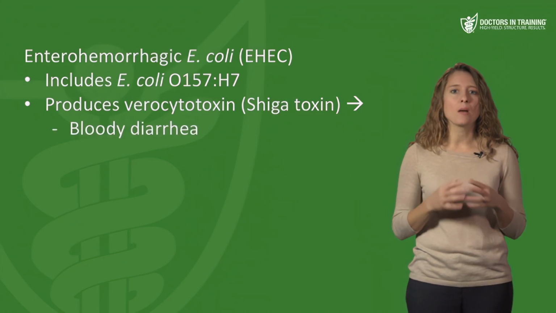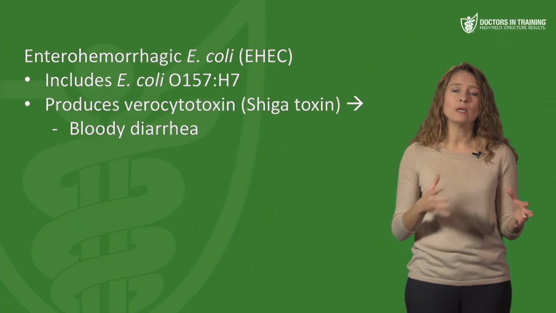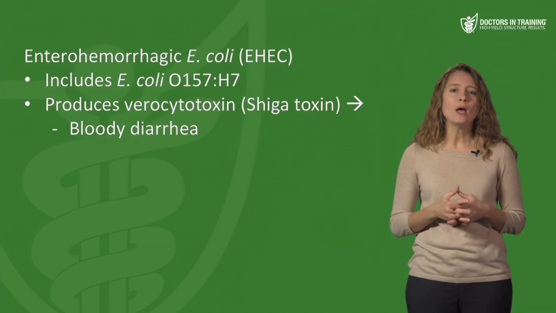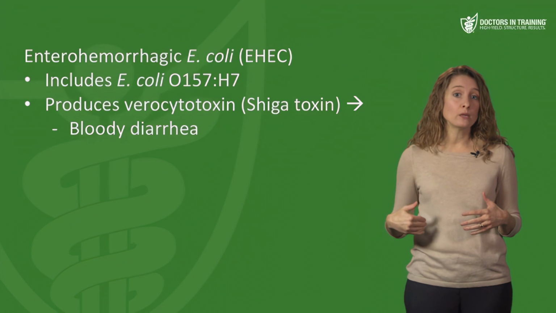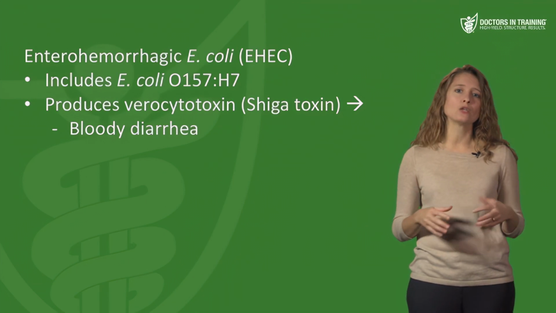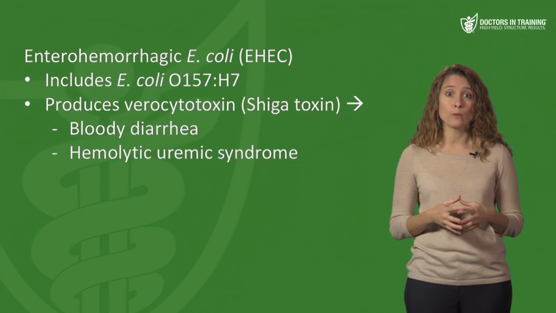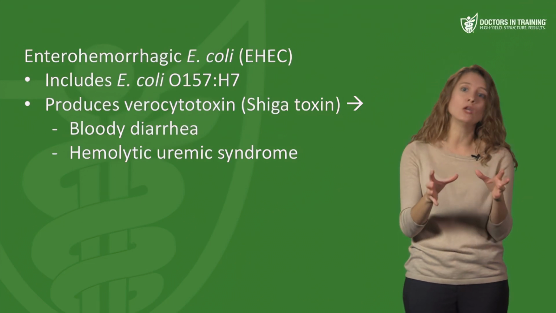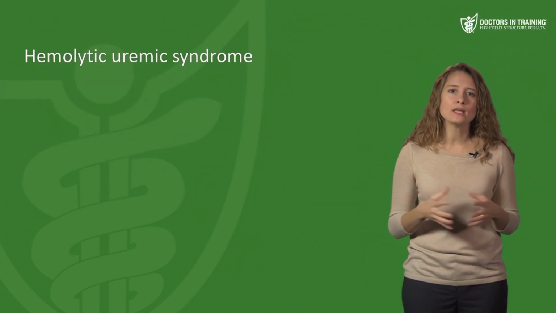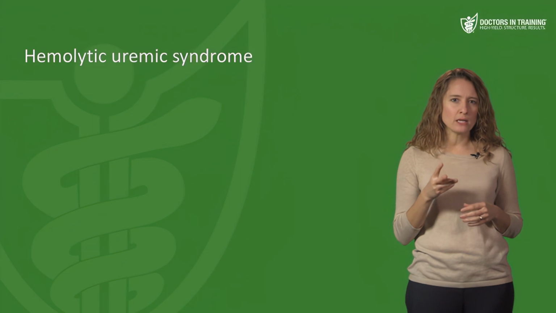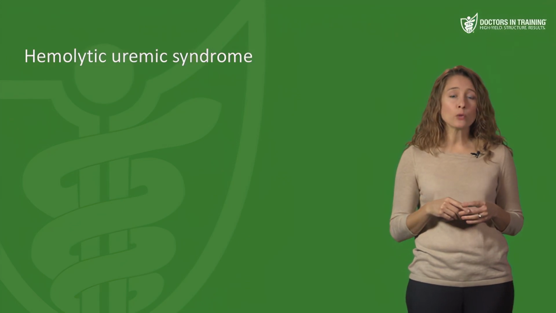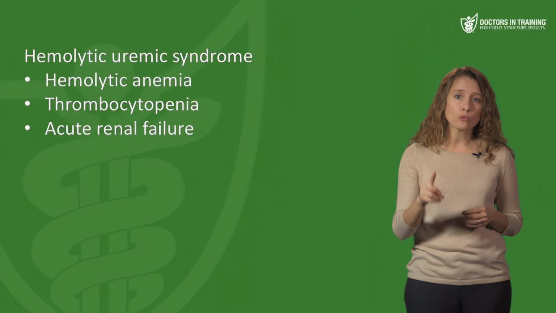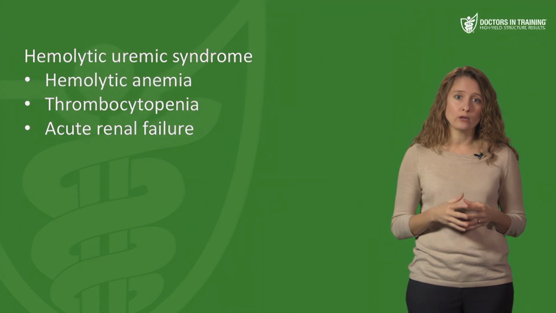This toxin causes bloody diarrhea, and thus the name enterohemorrhagic E. coli. But it can also cause damage to renal and endothelial cells, resulting in hemolytic uremic syndrome that this organism is particularly known for. What is HUS? Do you remember the three major findings? For HUS, be sure to remember hemolytic anemia, thrombocytopenia, and acute renal failure.